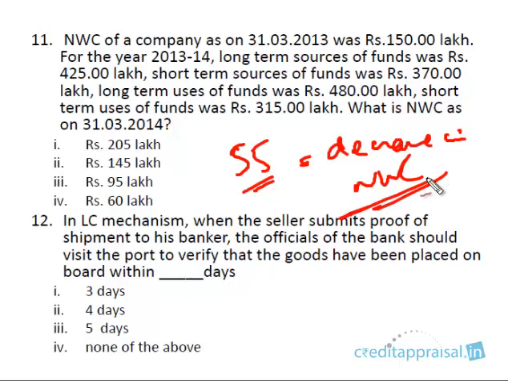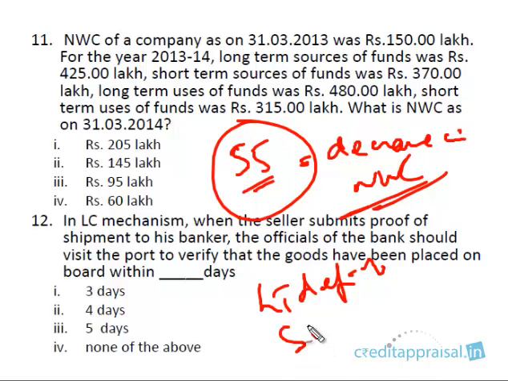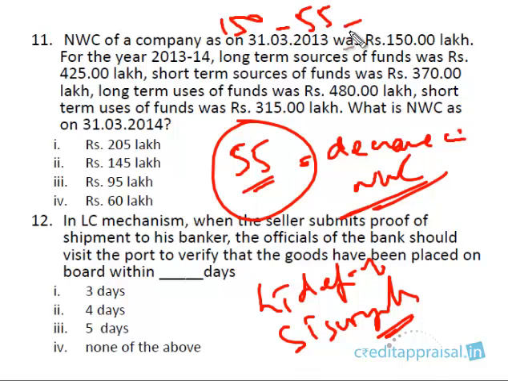Why is this so? Go back to the chapter which we discussed on diversion of funds. This 55, this long-term deficit, or in this case the short-term surplus, is nothing but the amount by which the NWC has decreased. So last year it was 150, so this year the NWC must definitely have come down by 55, to 95 lakhs. Tough question. Doesn't matter if you couldn't solve it, but that is the concept.